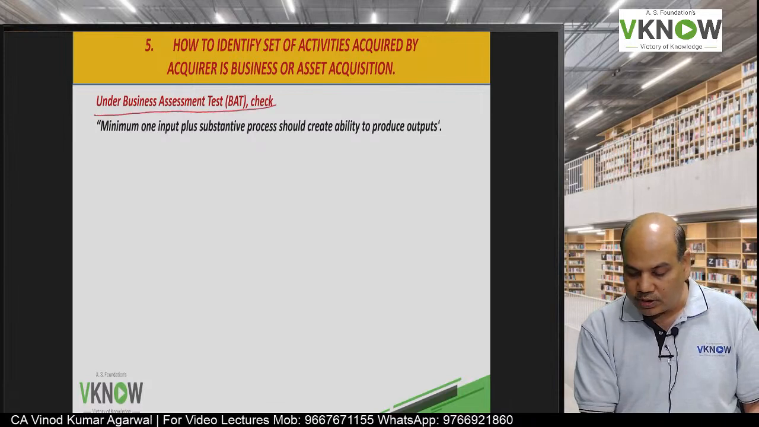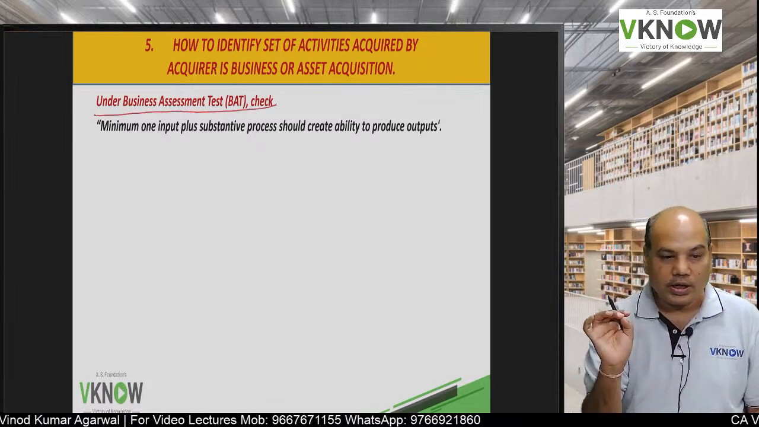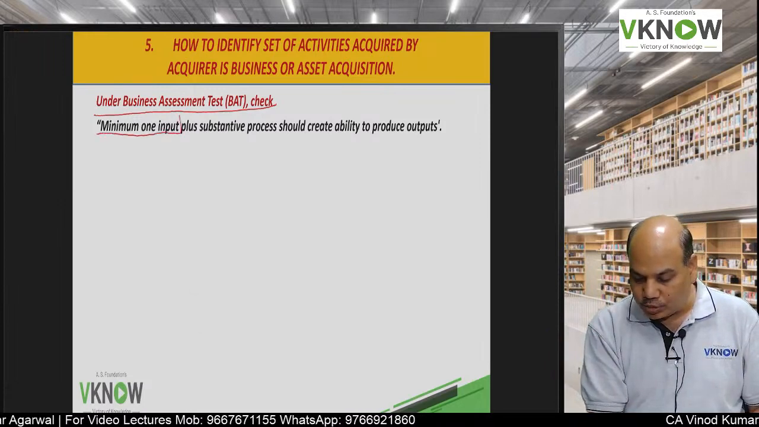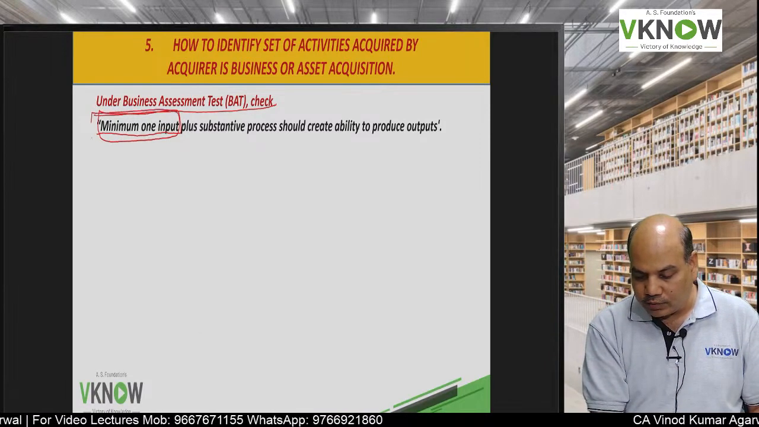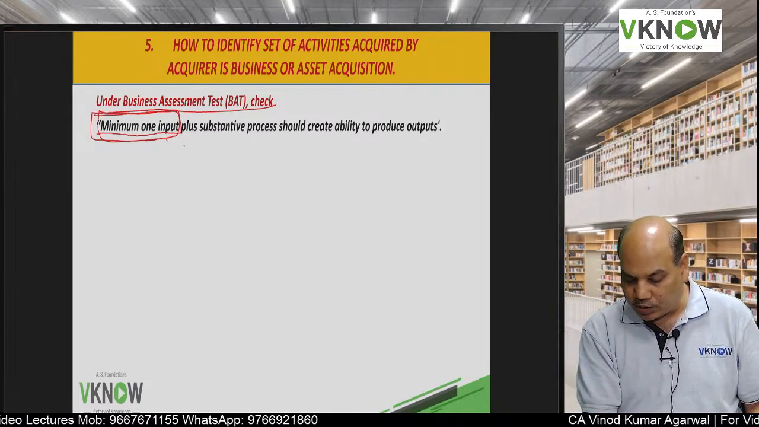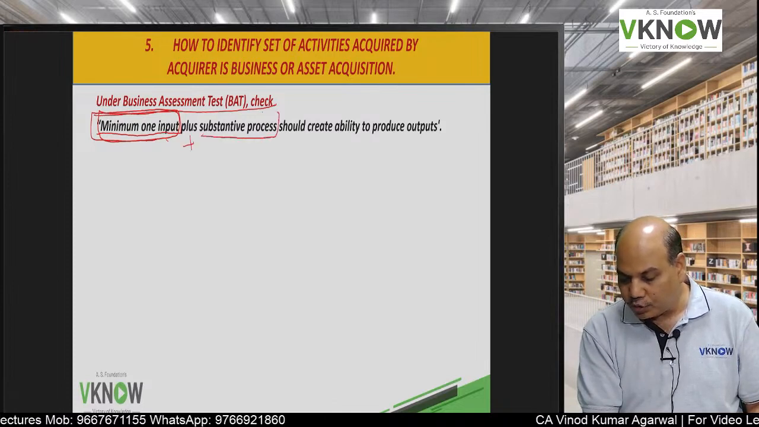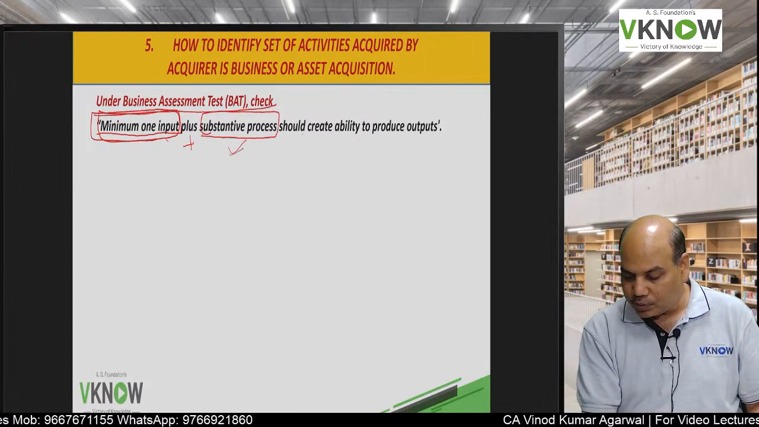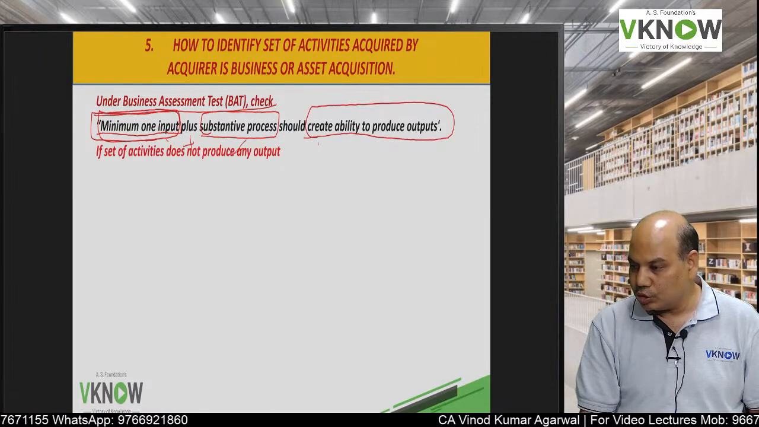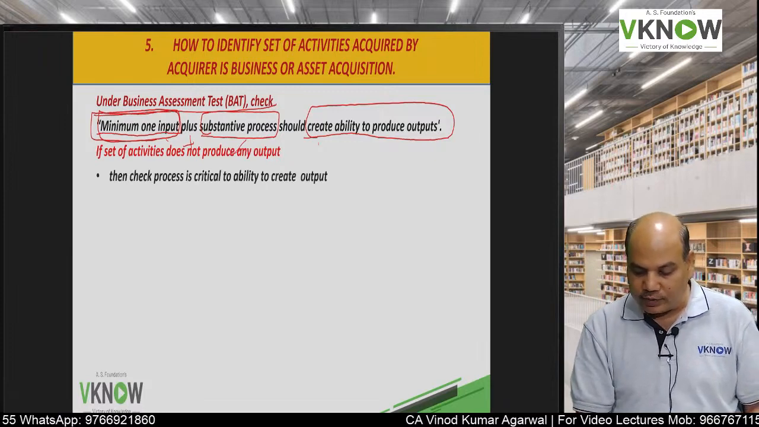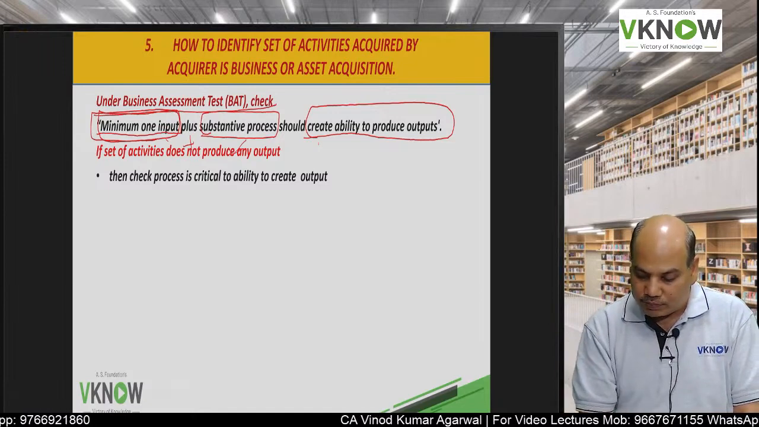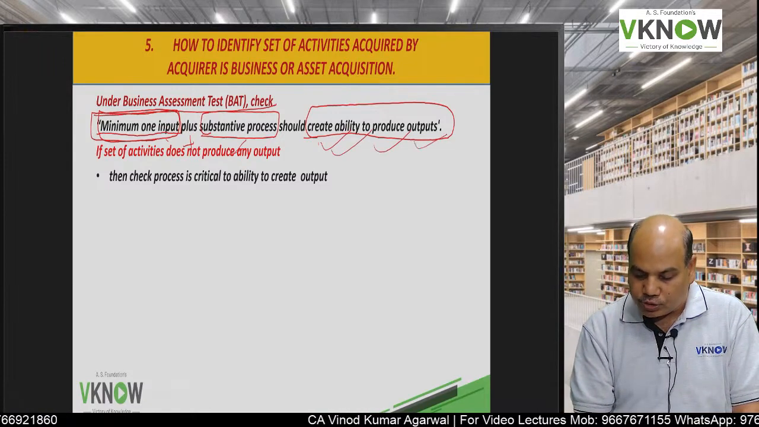So what we will do in the business assessment test: under the business assessment test, you have to check minimum one input. Those who have our compact book will mark it: minimum one input plus you have a substantive process that has the ability to create or produce output. If the set of activities does not produce any output, as I said, output is not necessary, but it should have the ability to produce output.